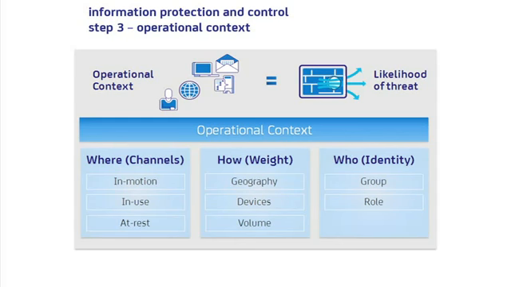Is a finance role sending payroll data to somebody in engineering, which would be considered unacceptable? Or is payroll sending salary information to the VP of Finance, which would be considered acceptable based on their entitlements? Understanding the identity of the employee involved in communicating data is critical to control. By determining operational context, you now know the likelihood of a threat to your data or non-compliance with your policy.